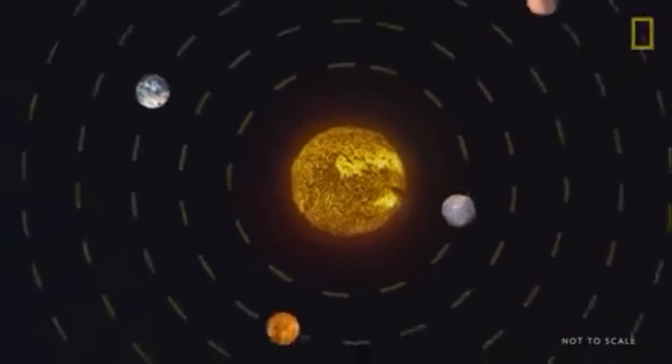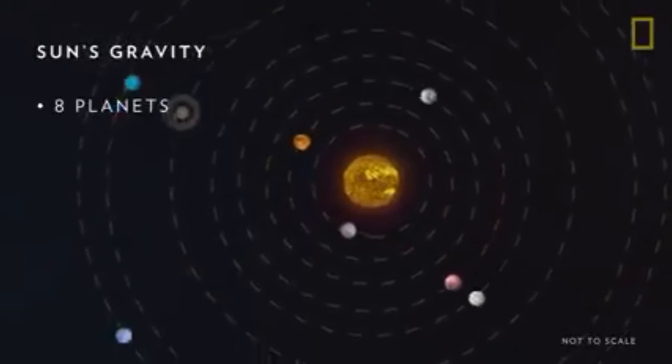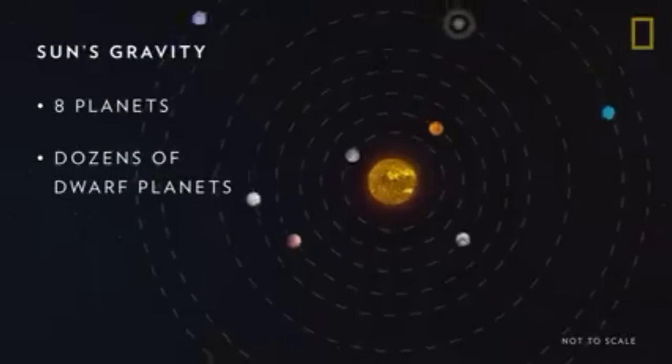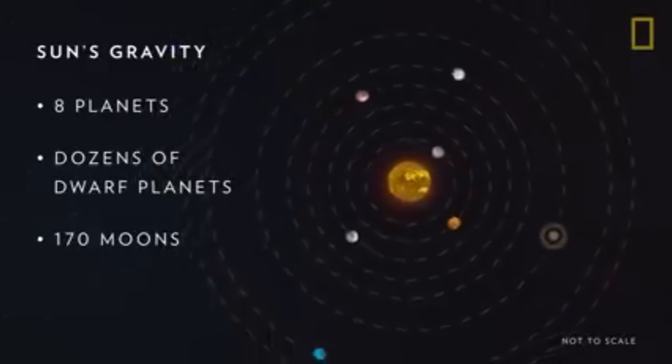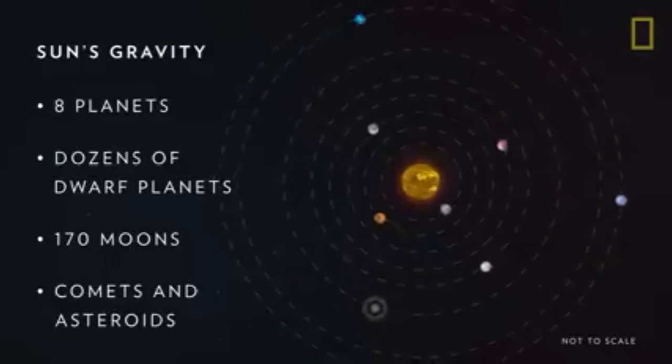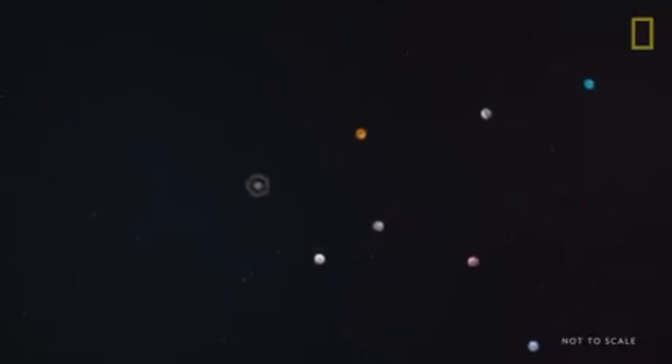This gravitational pull allows the Sun to hold together a system of 8 planets, potentially dozens of dwarf planets, at least 170 moons, and countless comets and asteroids. Without the Sun's gravity, these celestial bodies would drift off into deep space.